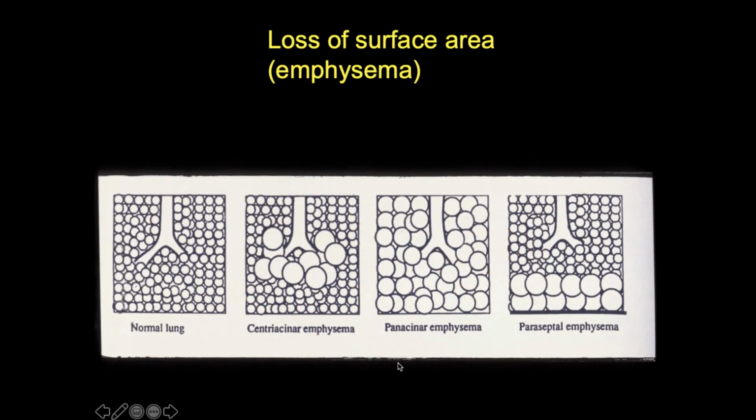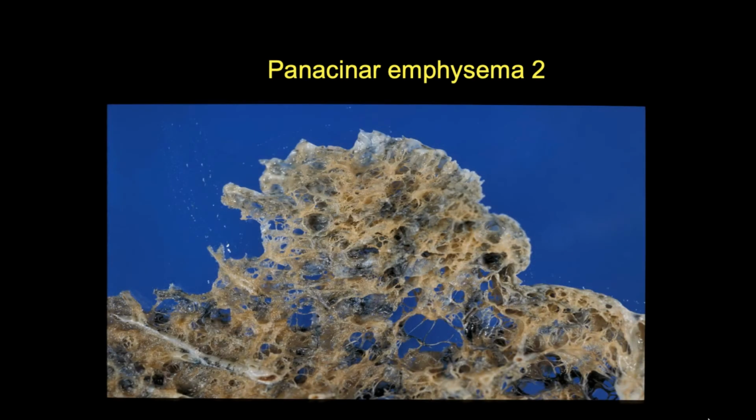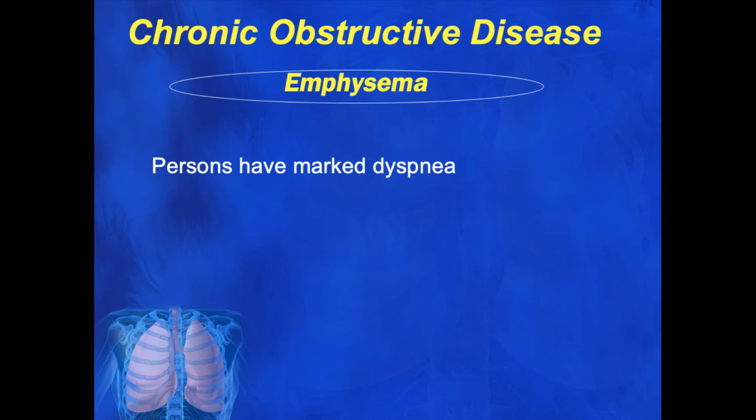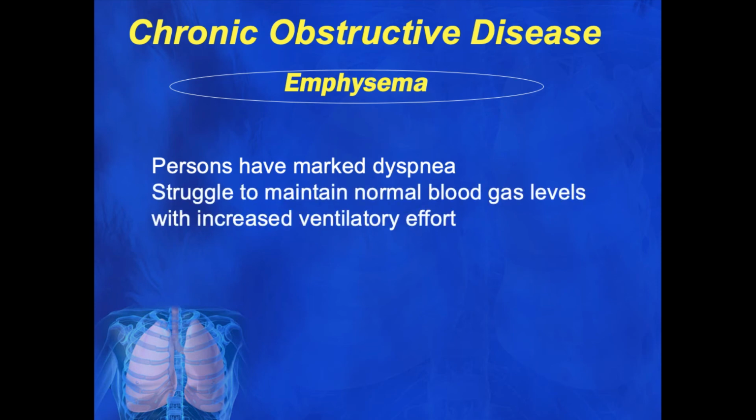And again, same thing here. This is normal lung tissue, and then you have the centroacinar and the pan-acinar, which is taking up more of the alveoli and destruction of that alveoli. And obviously you can see why people who have this disease don't survive. Persons have marked dyspnea with emphysema. They struggle to maintain normal blood gases, and you'll see increased ventilatory effort, but they have what's called a barrel chest, and that's because of air trapping.